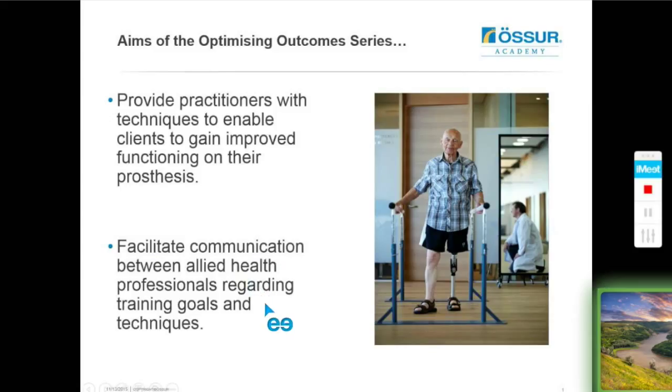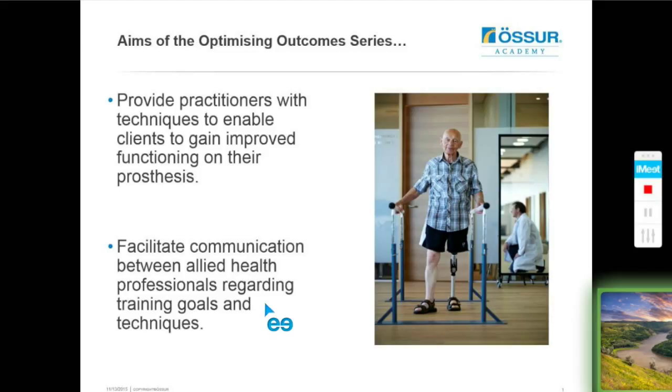Just a quick reminder that the aims of this series of webinars are to provide practitioners with techniques to enable their clients to gain improved functioning on their prosthesis, and to facilitate communication between physios and prosthetists, mainly regarding training goals and techniques which will help their amputee clients improve on their prosthesis.